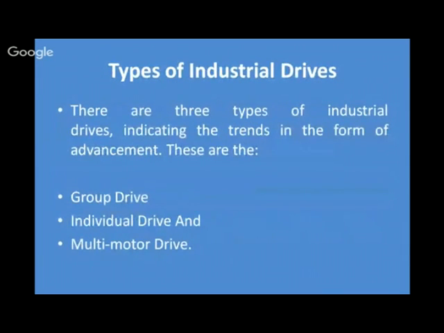So first of all, what are the different types of industrial drives that are used in the factories or the manufacturing units? These drives can be divided into three main groups. First are the group drives, second is individual drives, and the last is multi-motor drives. These are basically classified according to the advancement that has been made over time.